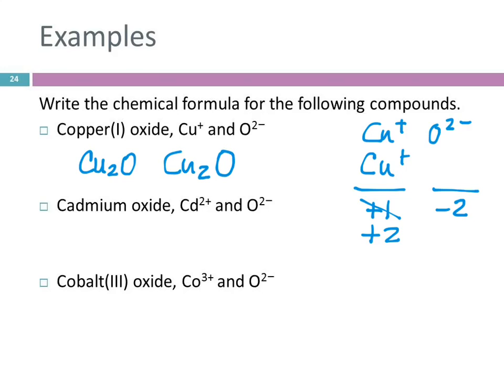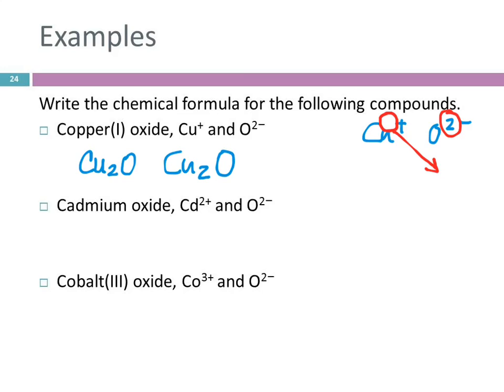So that's one way to think about it. Another way to think about it is the crisscross method. This is probably the favorite of most students. Only use the crisscross method when you've looked at these and realized that their charges are not the same. So the charge on this one is an unwritten 1. That's going to be the subscript for the other ion. This is a 2, and that's going to become the subscript for this ion.